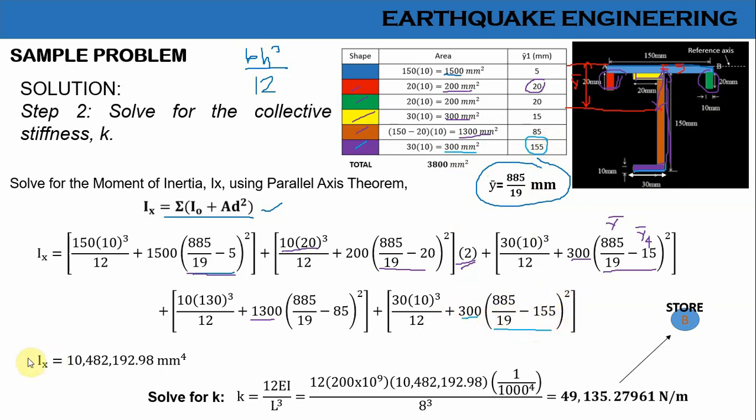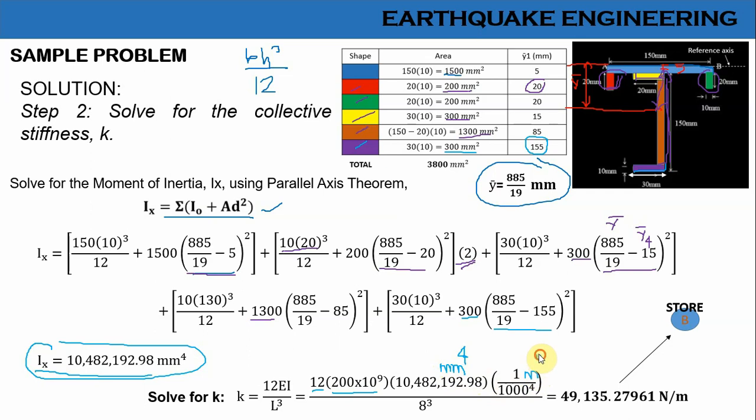Then, performing the calculation, we have I sub x equal to 10,482.92 mm to the power of 4. Now that we have the value of I, you can solve for k. K is equal to 12 EI over L cube. So, 12 times 200 times 10 to the power of 9, times 10,482.92 times 1 over 1,000 to the power of 4. Since this is in mm to the power of 4, the unit we want here is meters to the power of 4.